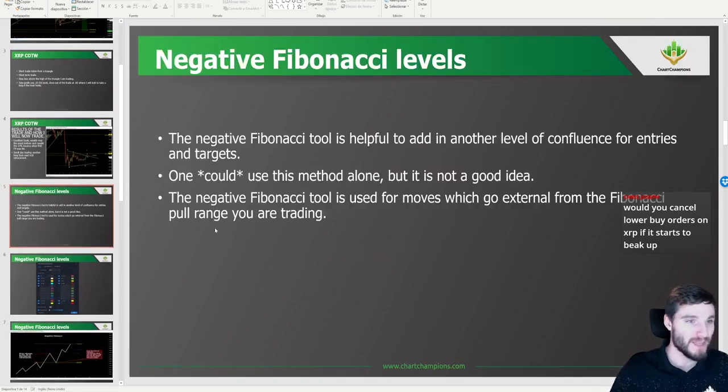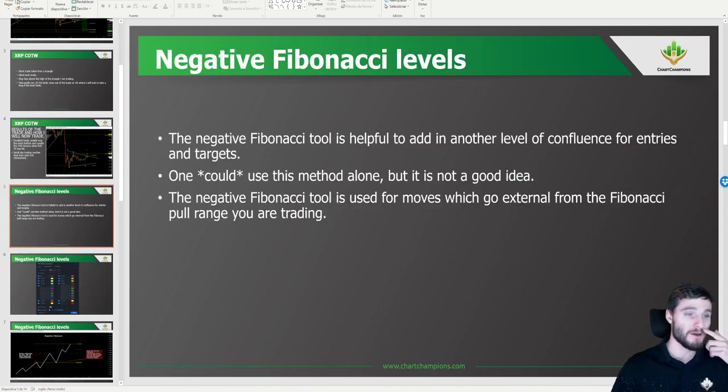So negative Fibonacci levels, if you're not aware what they are or how to use them. Negative Fibonacci tools are helpful to add another level of confluence, so we're always looking for more reasons. As I mentioned last week, looking at Champions Channel, many people have started using it on its own. I said last week you don't really want to be using it on its own. You want to see more confluence. But people have actually been winning their trades, so fair play. But I wouldn't do it myself.